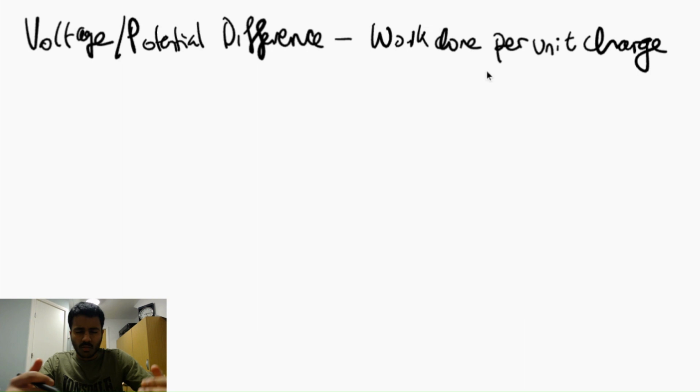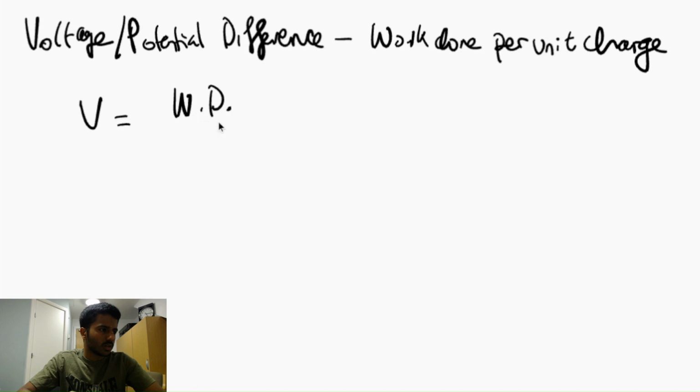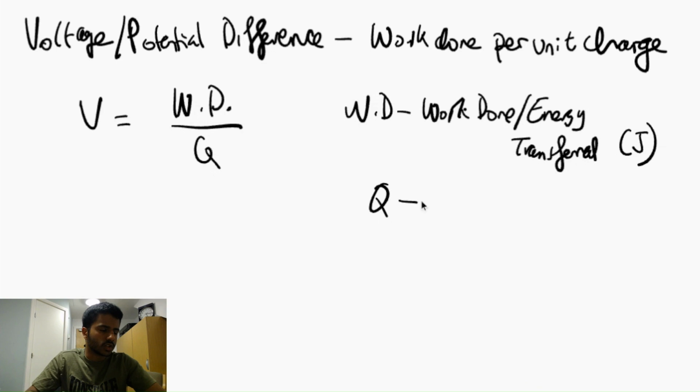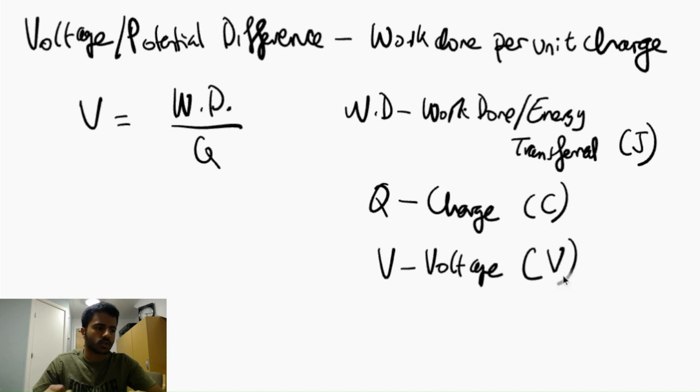You can understand this by the equation for voltage, which is denoted by the letter V, is equal to the work done, which I'm going to call WD, over Q, where WD is the work done or energy transferred in joules, Q is charge in coulombs, and V is the voltage or potential difference, and that's measured in volts, denoted by this V.